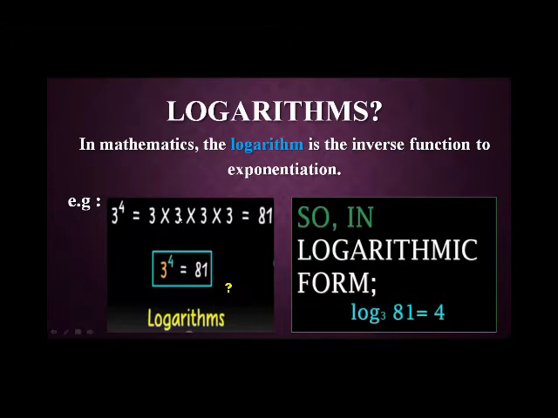So 3 threes are 9. 9 threes are 27 and 27 threes are 81. So 3 to the power 4 is equal to 81. When you multiply 3 four times, you will get 81. So what will be its log form? How will you write this in its log form?